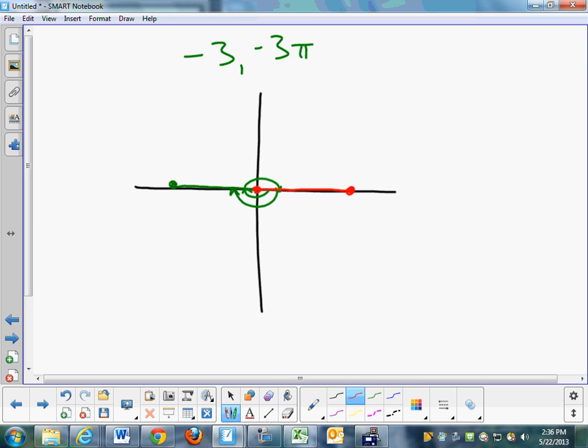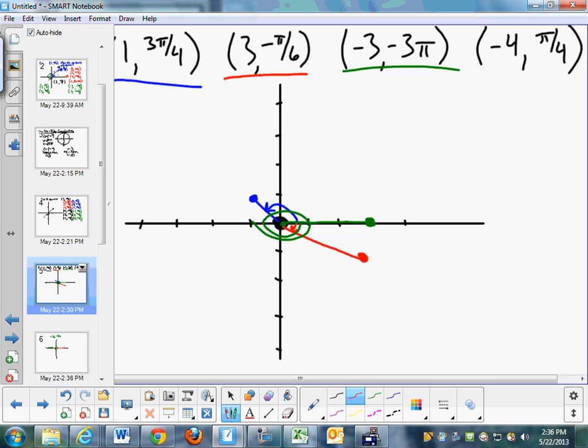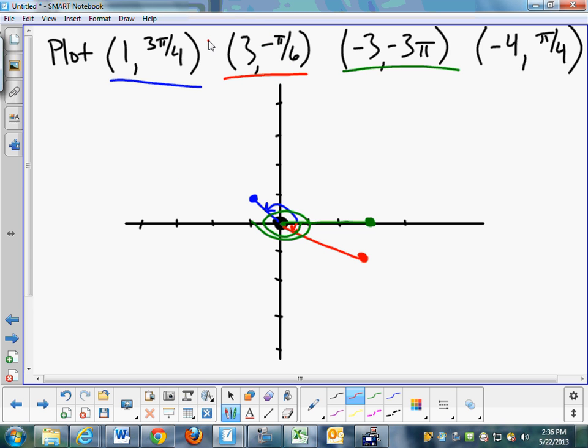That help? Okay. And then the last one would be negative 4, or positive pi over 4. So I first go positive pi over 4, which places me right here. But because it's a negative 4, I go 4 units in the opposite direction, so you should have that kind of a shape. And there's my 4 points I plotted. What do you think?